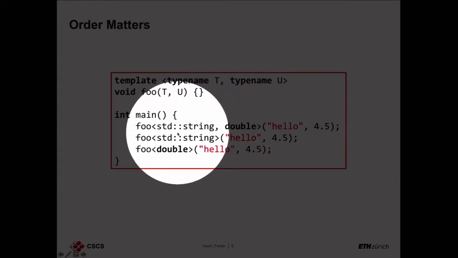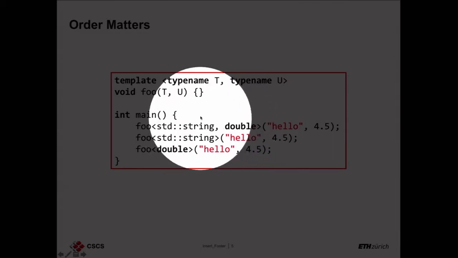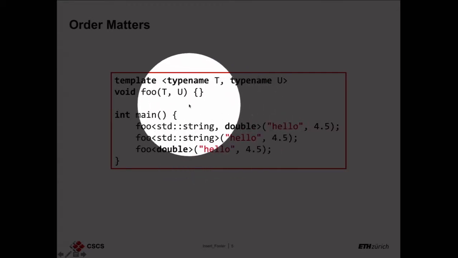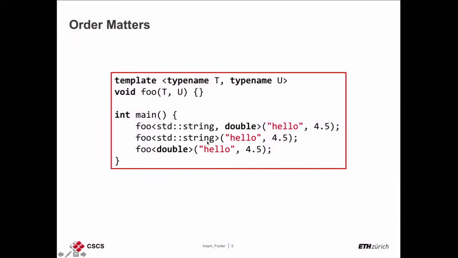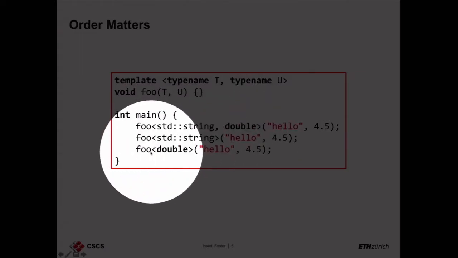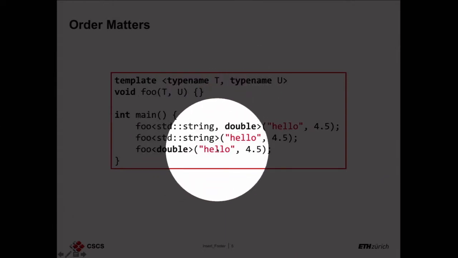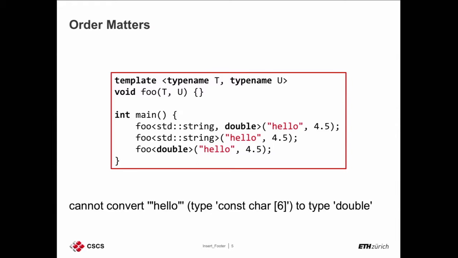So now, if I instantiate explicitly as a string and double, the first argument is t, and the second one is u. So the first argument is string, the second is double, and I pass a string and double. If I do just the string, this also works. But if I do foo double, hello 4.5, this will force the first argument to be double, and then hello cannot be converted to a double. So this is a compilation error. They say cannot convert hello, which is a const char array, to double.